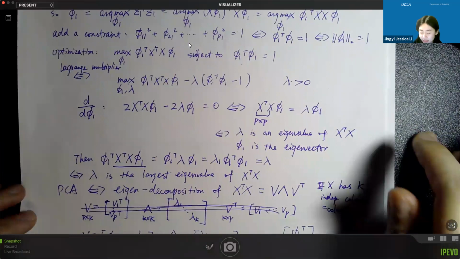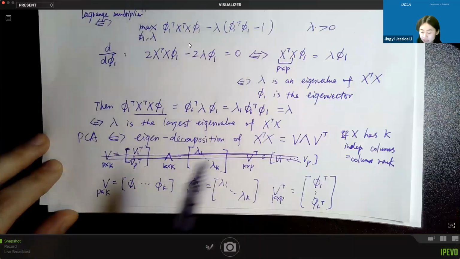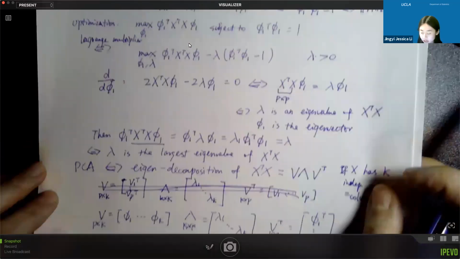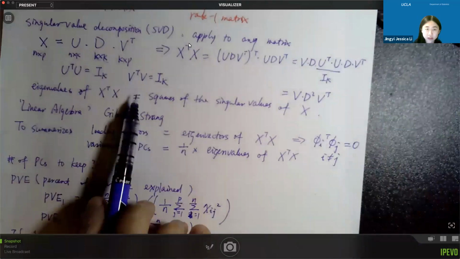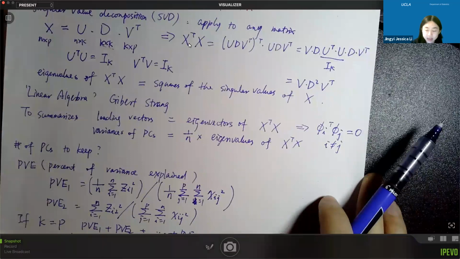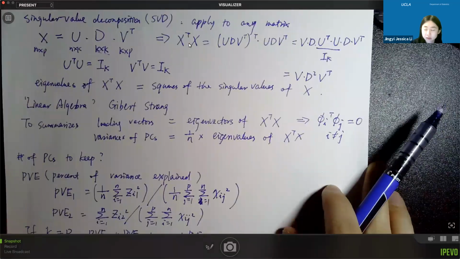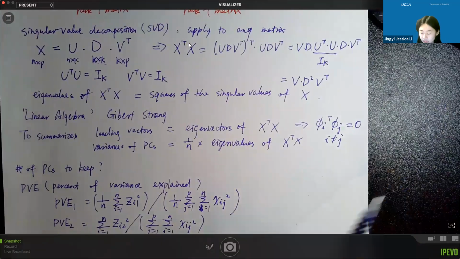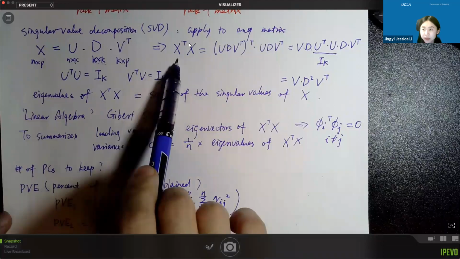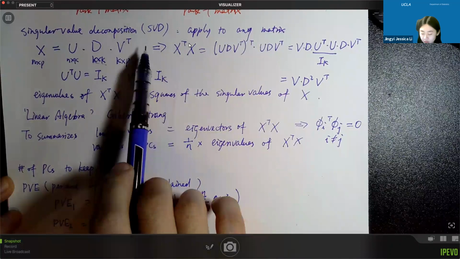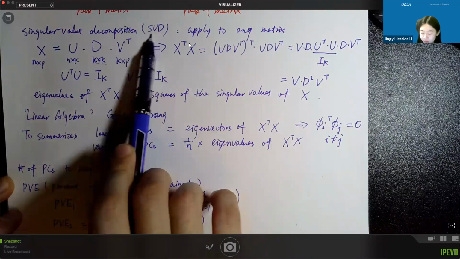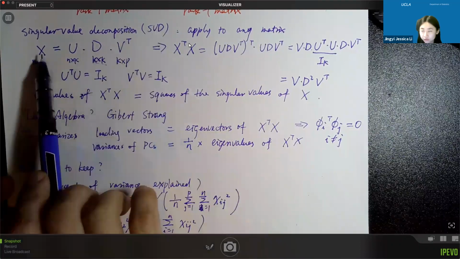In the end, what we said in our last lecture is the relationship between eigen decomposition and singular value decomposition. When we say eigen decomposition, we talk about a symmetric matrix. Here it is X transpose X, the p by p feature by feature matrix. But singular value decomposition can be applied to any matrix of any dimension.